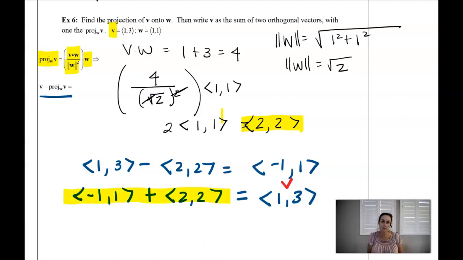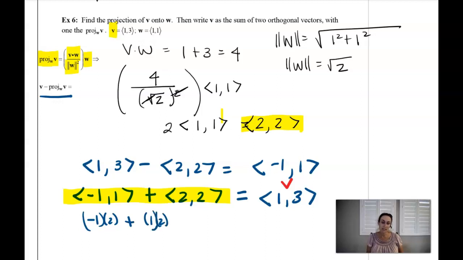Now, how would I prove that these two vectors are orthogonal? That means their dot product should give me 0. Let's try. So negative 1 times 2. So multiply the x component, or the horizontal component, plus 1 times 2.